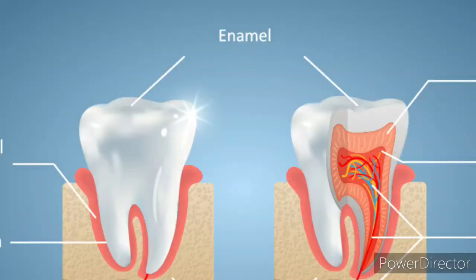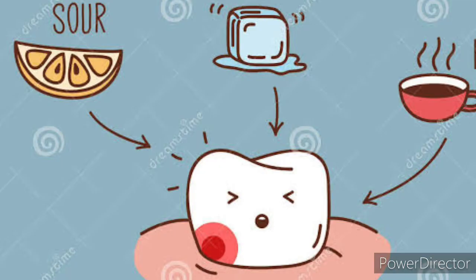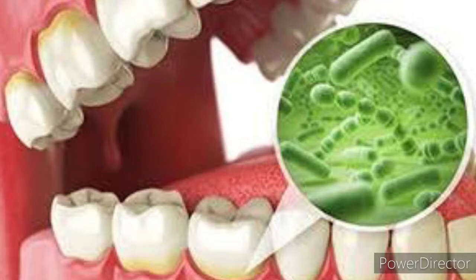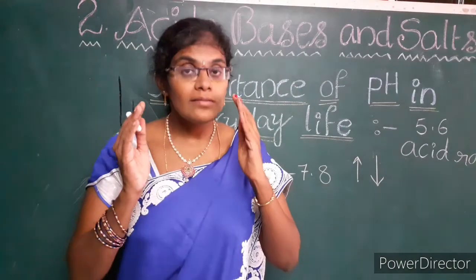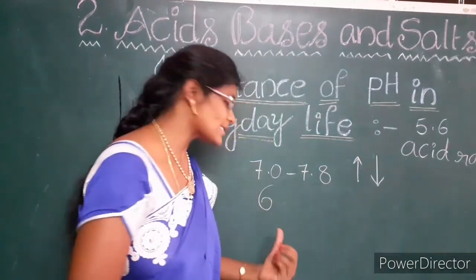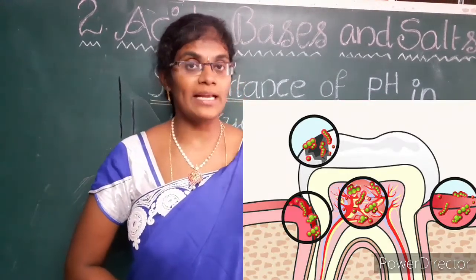Children, tooth enamel is made of calcium phosphate. This is insoluble in water but starts corroding because of acid. Sometimes food particles get trapped between the gaps of teeth. After some time, bacteria present in the mouth start acting upon carbohydrate, which is a type of sugar present in food items, and produce acid. This acid decreases the pH value of our mouth from 6. As a result, the enamel of the tooth starts decaying.